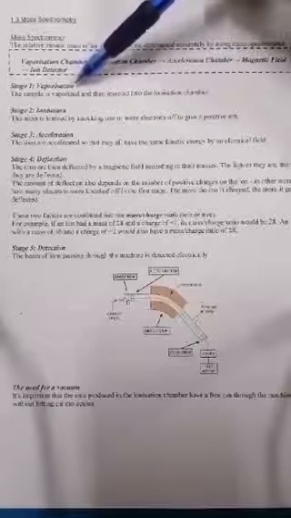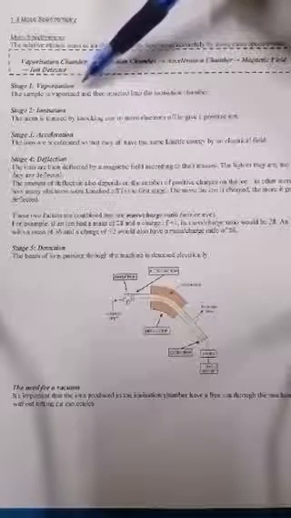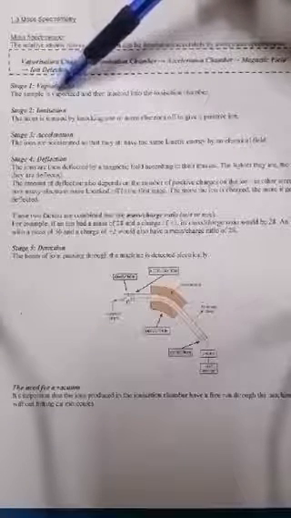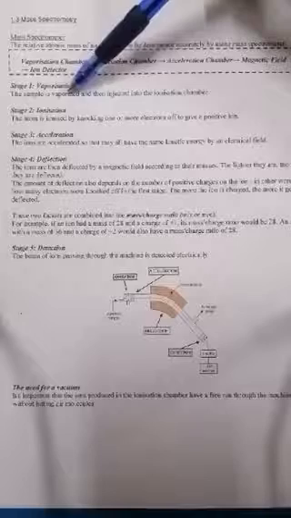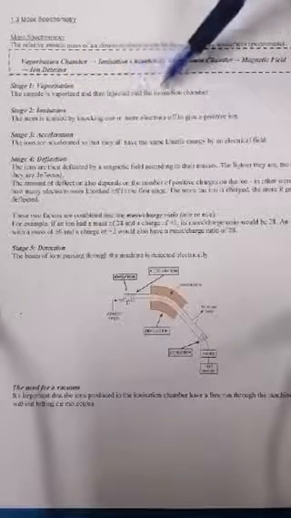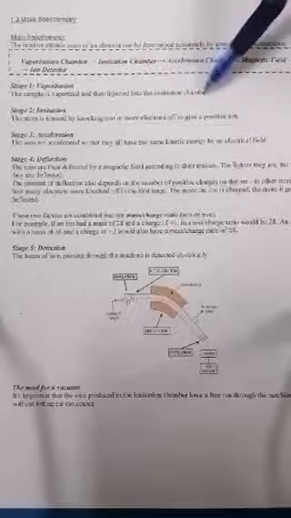Stage 1, where the vaporization happens. Any sample must undergo this vaporization process, becoming vapor and then being injected into the ionization chamber.